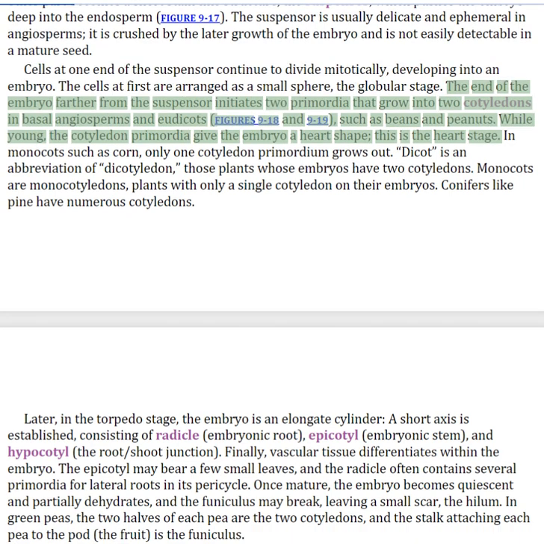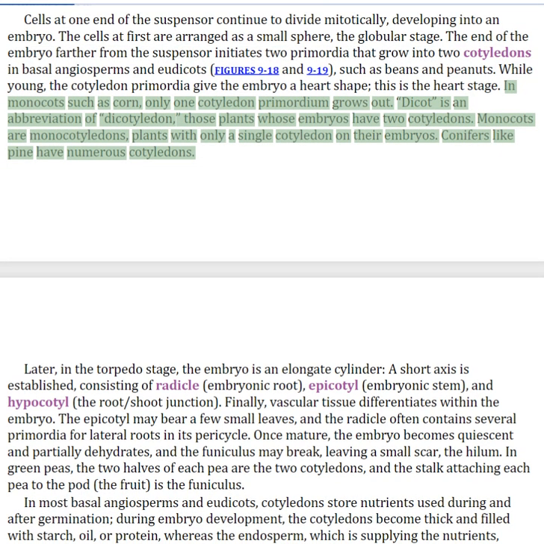The end of the embryo farther from the suspensor initiates two primordia that grow into two cotyledons in basal angiosperms and eudicots, such as beans and peanuts. While young, the cotyledon primordia give the embryo a heart shape. This is the heart stage. In monocots such as corn, only one cotyledon primordium grows out.